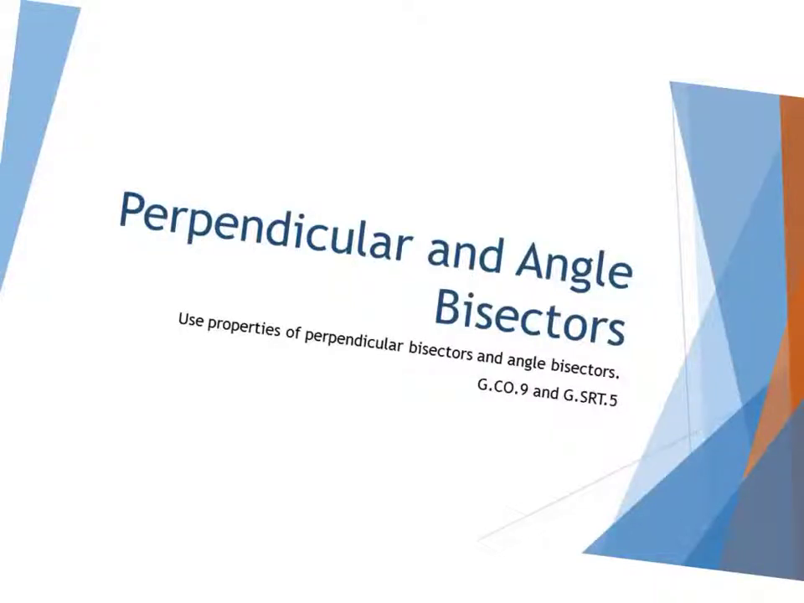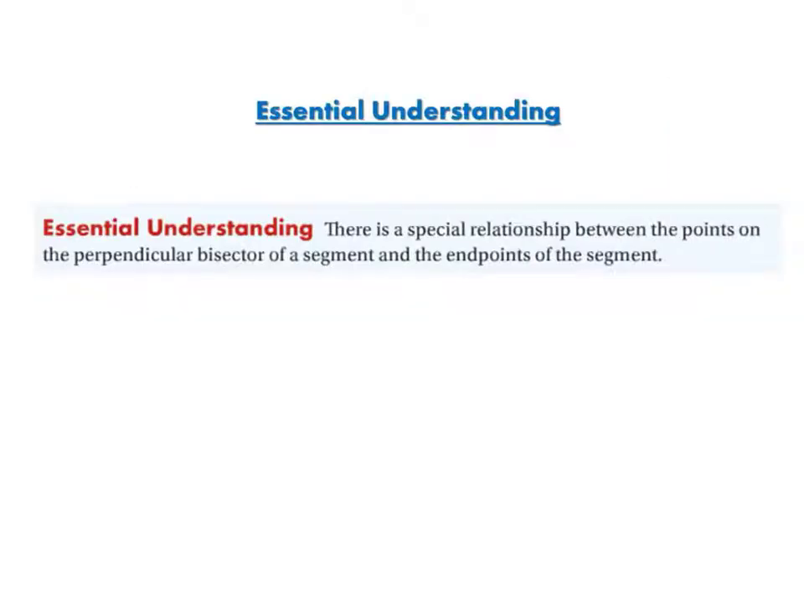Hi guys, this lesson is perpendicular and angle bisectors, and the goal is to use properties of perpendicular bisectors and angle bisectors. The standard is Congruence 9 and Similarity, Right Triangles, and Trig 5. What you should learn in this lesson is that there is a special relationship between the points on the perpendicular bisector of a segment and the endpoints of that segment.